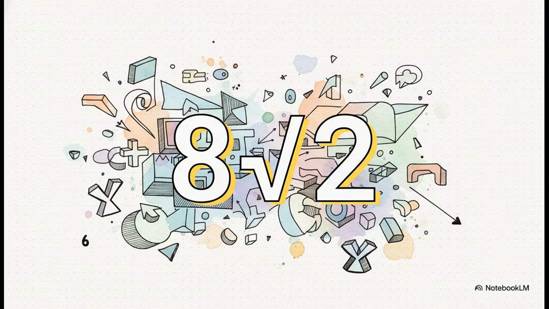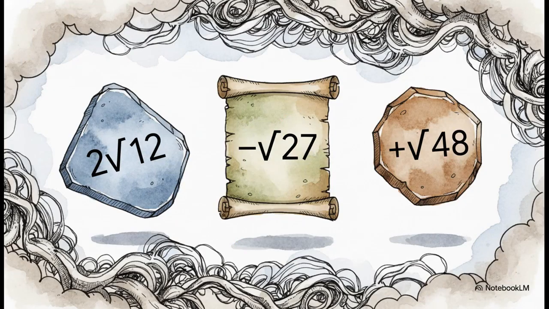We just combine those coefficients. 5 plus 3 gives us 8. The final answer is 8 root 2. That problem that looked totally impossible at the start was just waiting for us to simplify it. All right, let's step it up a notch.